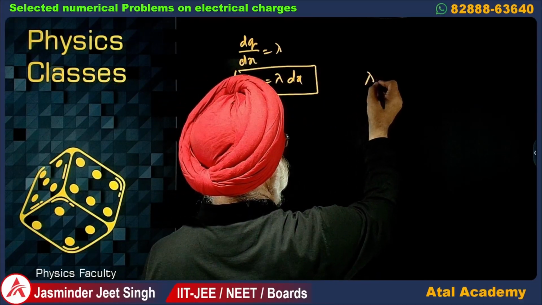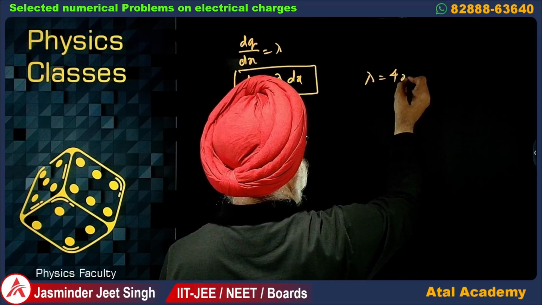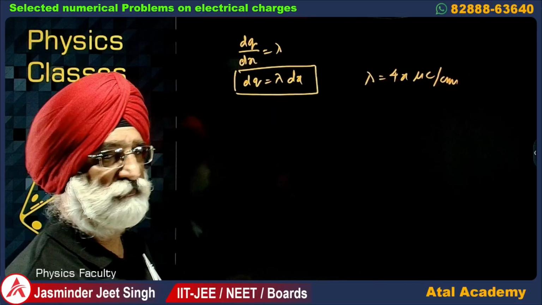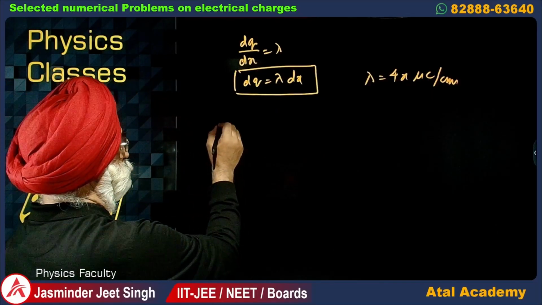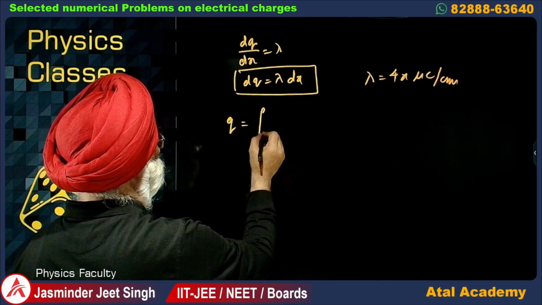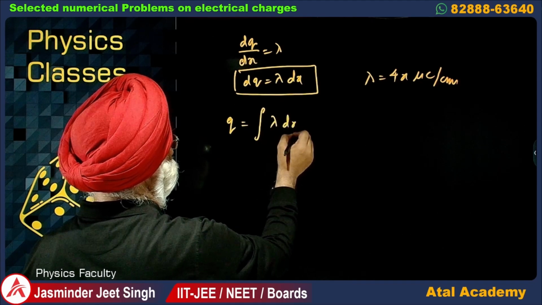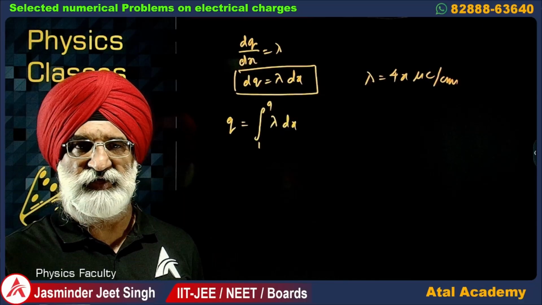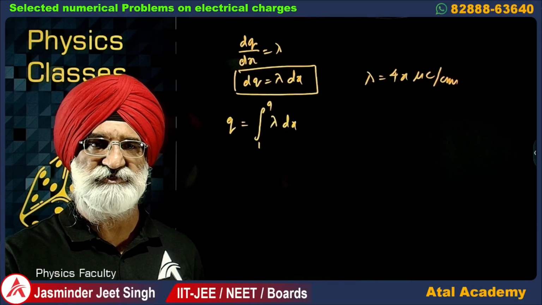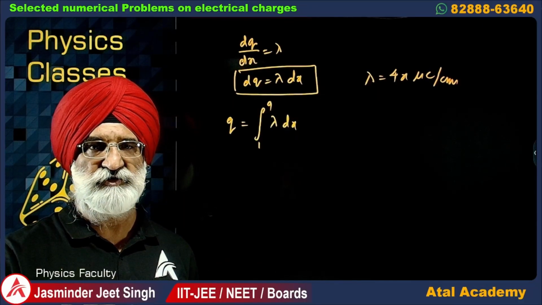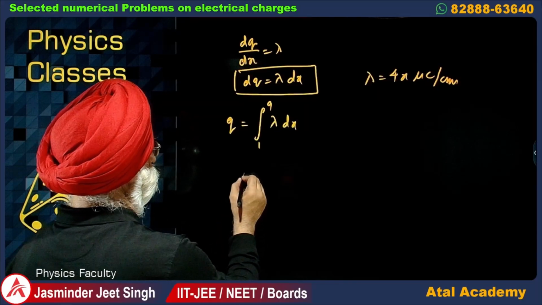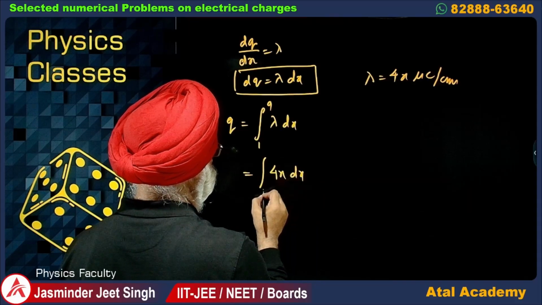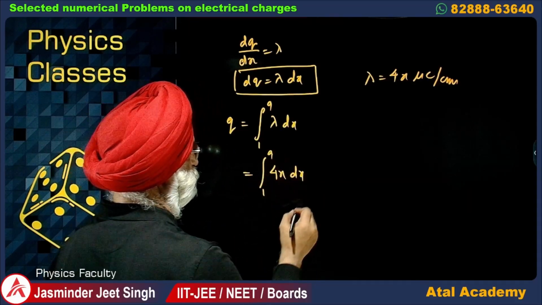Here lambda is given to us as 4x microcoulomb per centimeter. We can find out the total charge by integrating lambda dx from 1 to 9. That is the point where the x-axis will be met by the circle, from 1 centimeter to 9 centimeters. We can put the value for lambda, 4x dx, from x equal to 1 to x equal to 9.